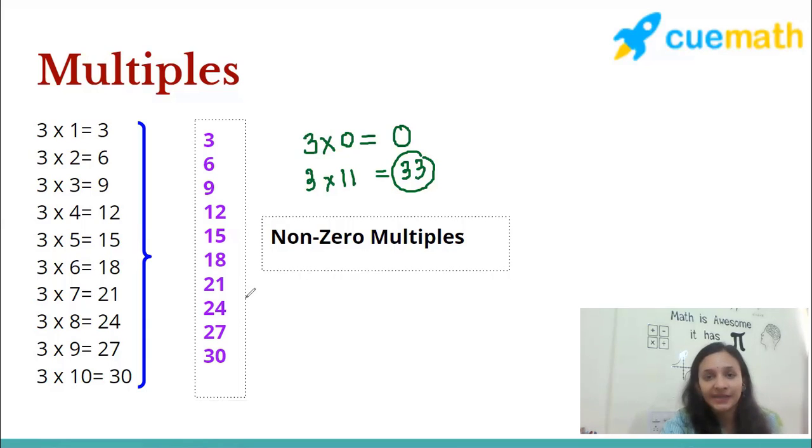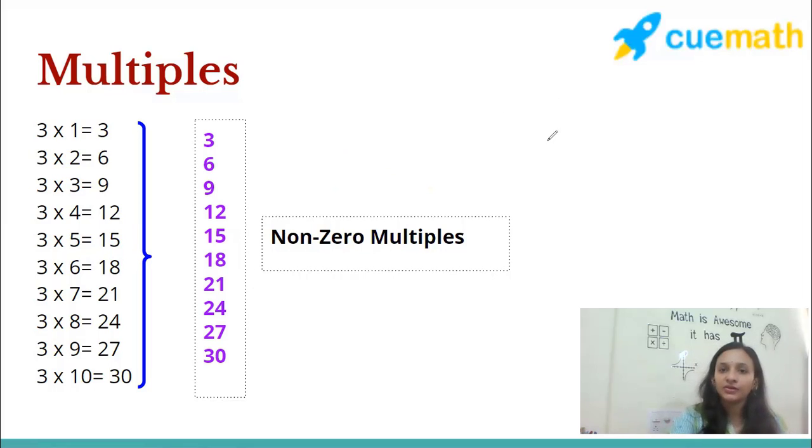So you have n number of multiples. It doesn't really end anywhere. It starts with 0 and goes on till infinity. There's no ending to the multiples of any number. So I hope this is clear to all of you, to understand what non-zero multiples are, and even 0 as a multiple of any number. If you have any doubts, please do put them in the chat box.